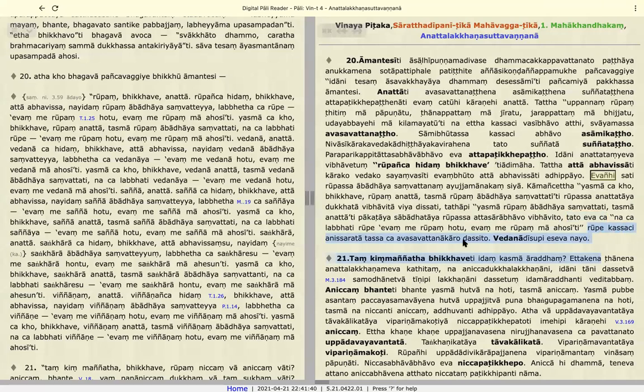Therefore, rūpe kassaci anissara, tassa avasavattana. In the form, nobody is the creator, nobody can make or create it. Therefore, avasavattana, that is why it refers to the form. Because of this sentence, it is shown that the form does not follow anyone's wish.